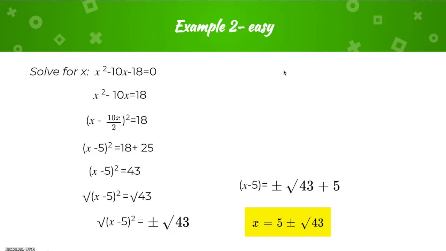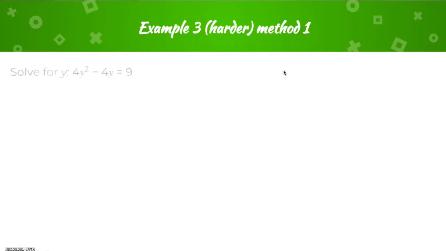It has a coefficient higher than 1, this being 2 or something above. In this equation, we're trying to solve for y. So for 4y squared minus 4y equals 9, we have two ways that we can solve this, method 1 and method 2.